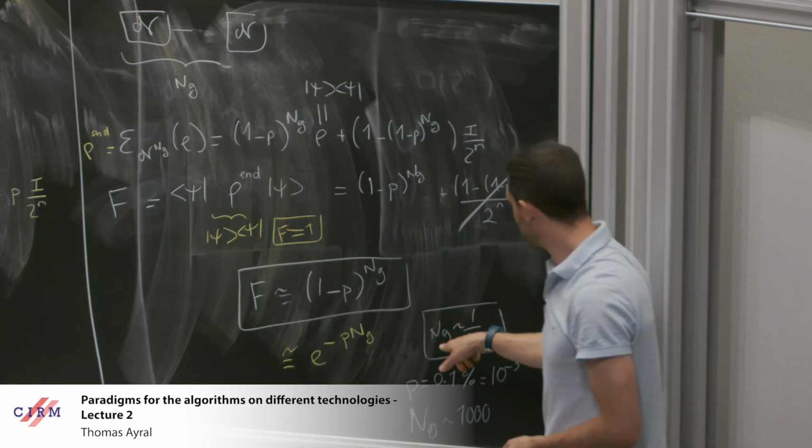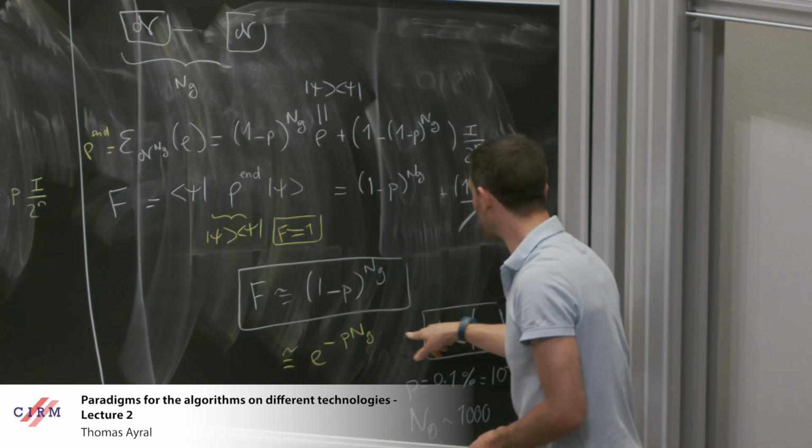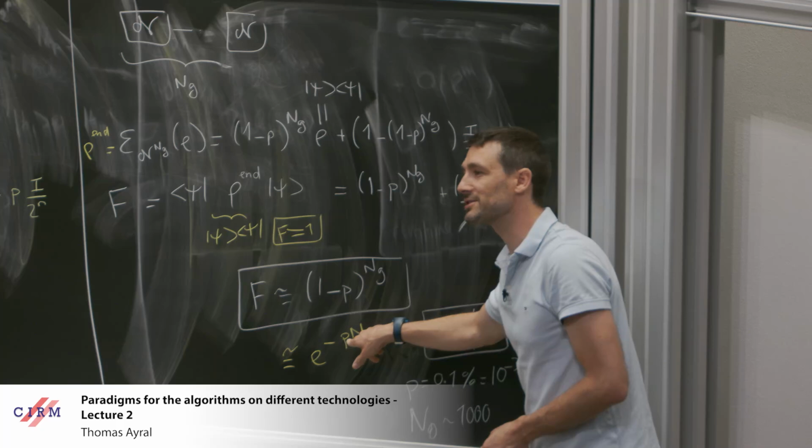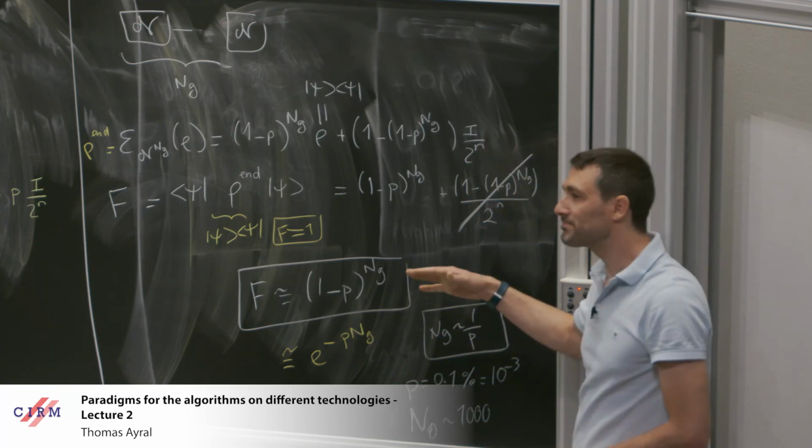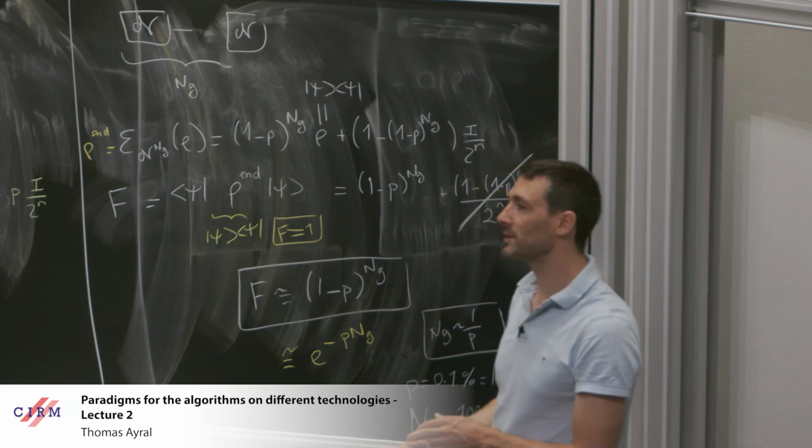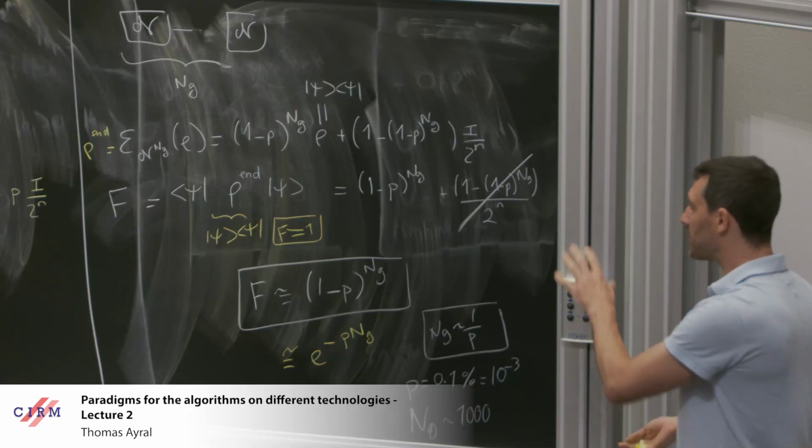And right, if you do ng times p equals 1, you already get a quite big reduction, right? So 1,000 is probably too much compared to what you can actually do. But that's a very important law to have in mind.